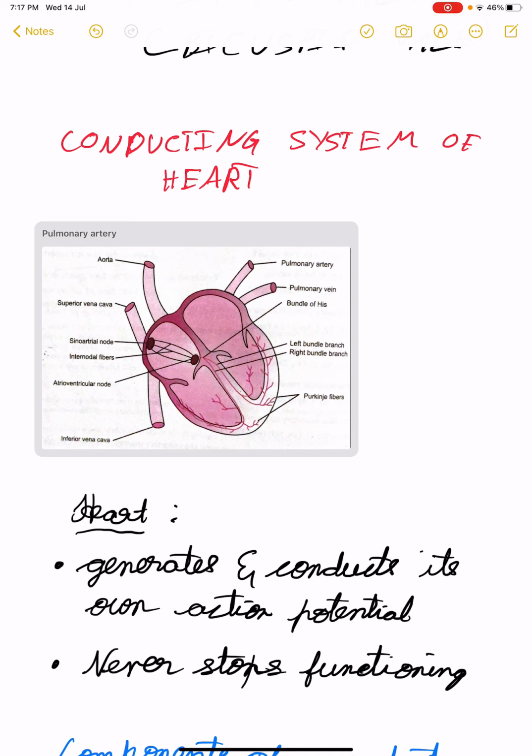Then in our lungs, the blood gets oxygenated and comes back to our left atrium. From our left atrium, the blood moves to the left ventricle through the mitral valve. And in the end, our semilunar valves open and through our aorta, the whole blood gets circulated to our tissues. This is the way our circulation works in the body.